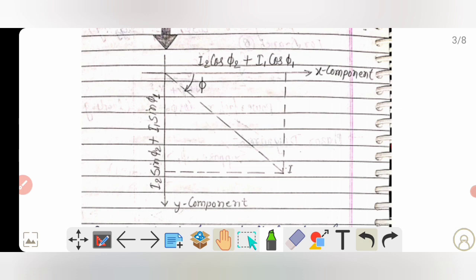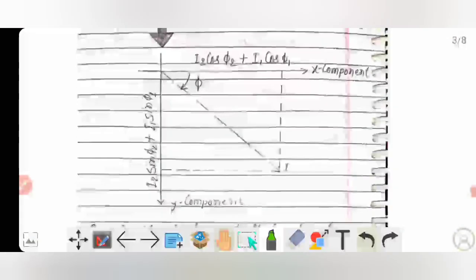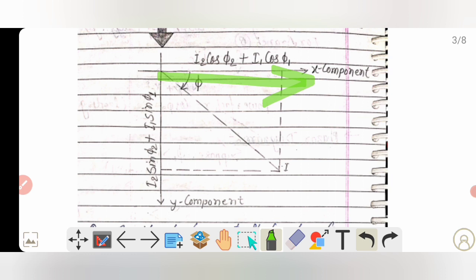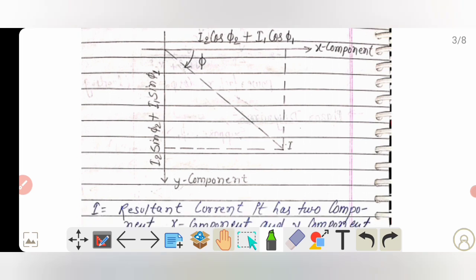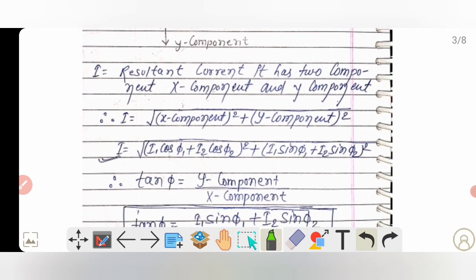Now, my dear friends, we have taken all the x components along this side and all the y components along this side, and as we take all the x components and y components, this will be our equivalent current I. Now, from this we can easily calculate the value of I by using the Pythagoras theorem.